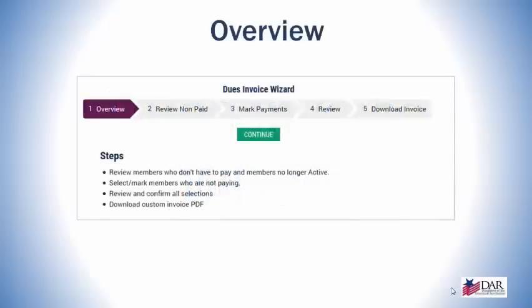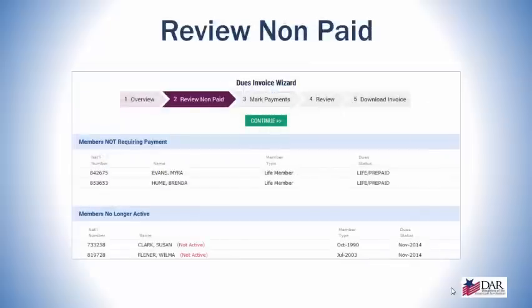When you start the Dues Invoice Wizard, you will first be presented with an overview of the process. You can check your progress through the process using the highlighted steps at the top of the page. Step 2 of the process is to review non-paid members. This will allow you to review members that do not require payment and members who are already identified as no longer being active members.